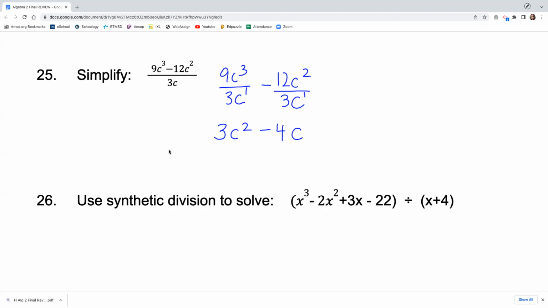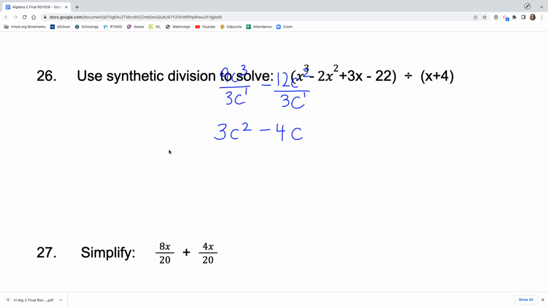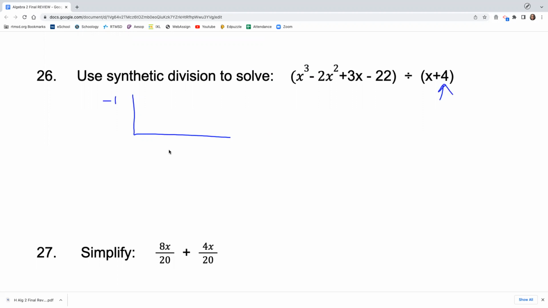Using synthetic division to solve requires you to understand that process with the rectangular box. You take the divisor, whatever number you see here, you use the opposite of that number and put it here, -4. This polynomial must be in standard form, meaning that the highest exponent must start at the largest and work its way down to the constant. You can't ever skip a variable, meaning if this wasn't here and it just went from x to the third down to 3x, you would have to put a placeholder of 0 in for the x squared spot.